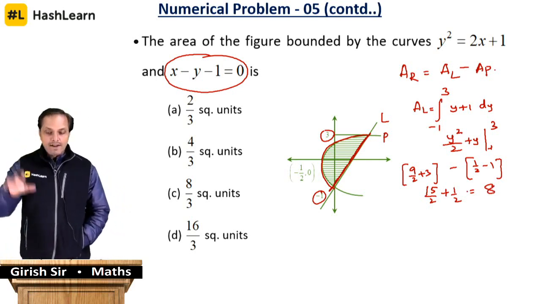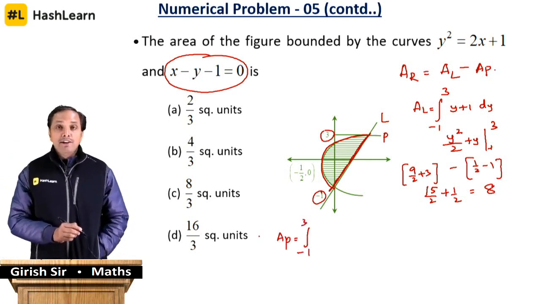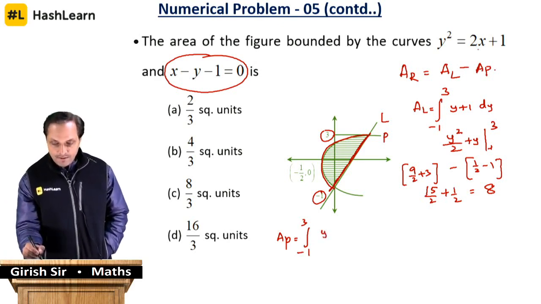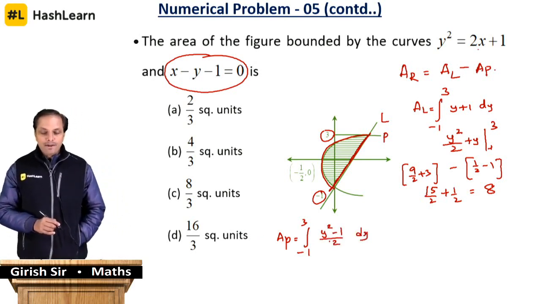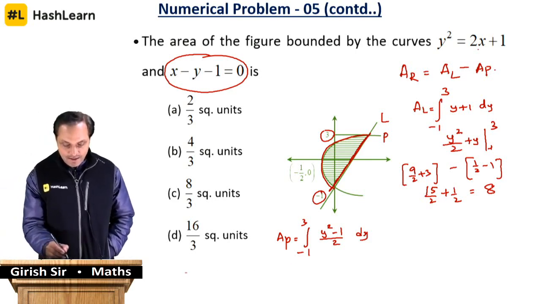So let us keep it aside. We still need to find the area for the parabola. So the area for the parabola is again minus 1 to plus 3. What is the value of x for the parabola? The value of x will be y square minus 1 divided by 2 dy. This is what your parabola's x is. So let us integrate now.